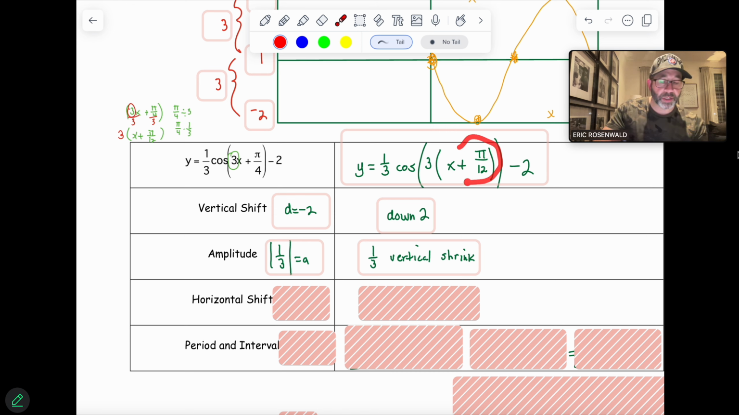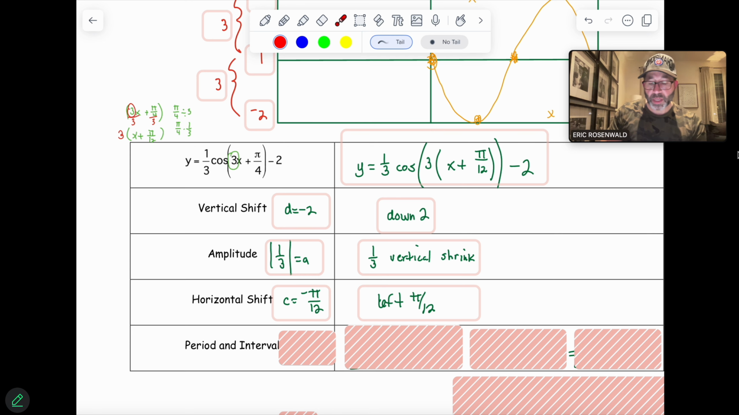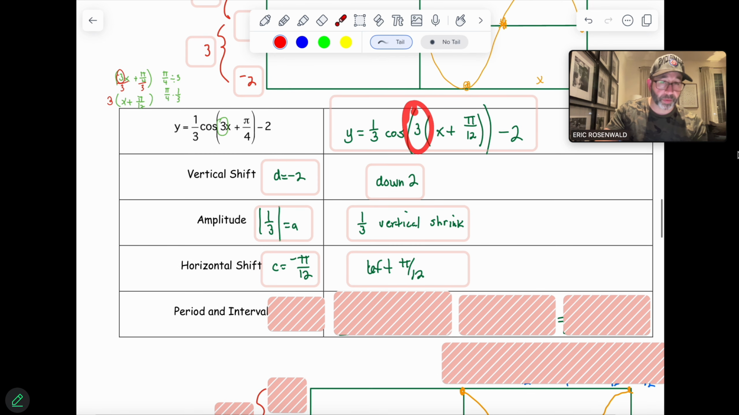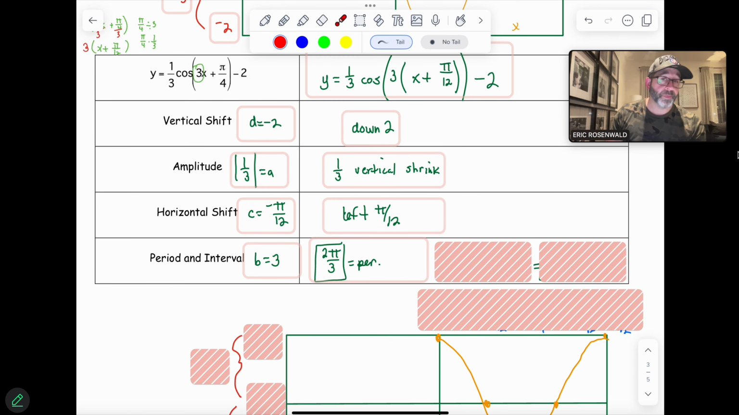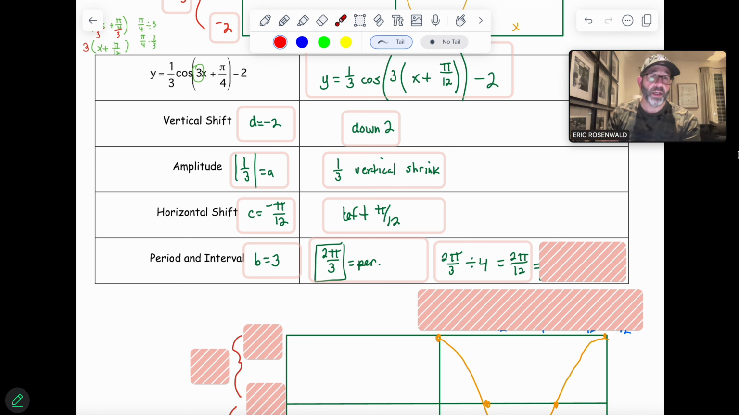The horizontal shift here is that it's going to move left pi over 12. The c value is negative pi over 12. And then it's going to go left pi over 12. The period for this has a 3, which means my b value is 3. And so we're going to take our 2 pi and divide it by 3. We're going to take this 2 pi over 3 and break it into 4 separate increments, which means we're going to have 2 pi over 3 divided by 4, which is now 2 pi over 12, so we're going to be going incrementally by pi over 6.